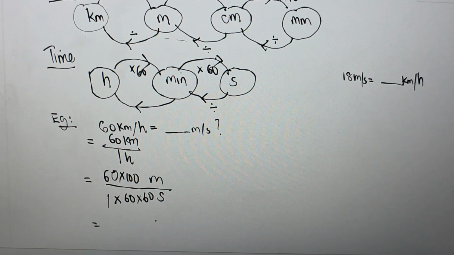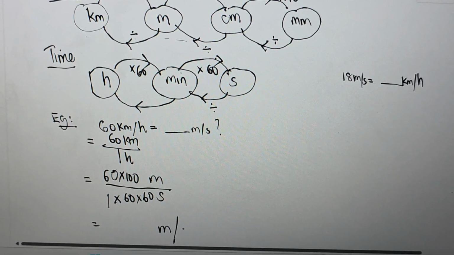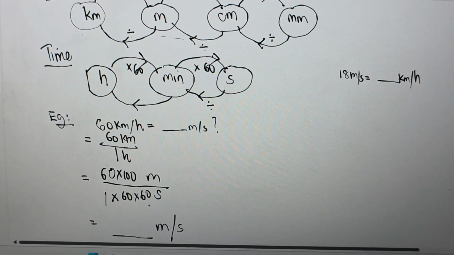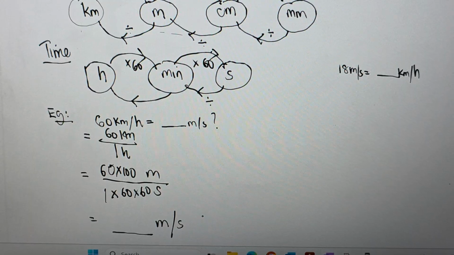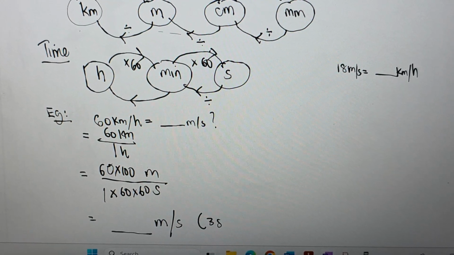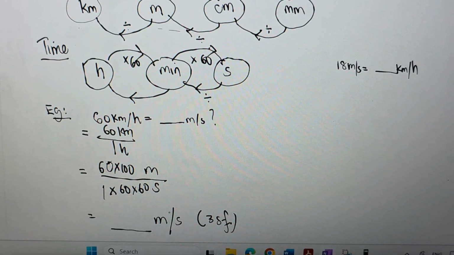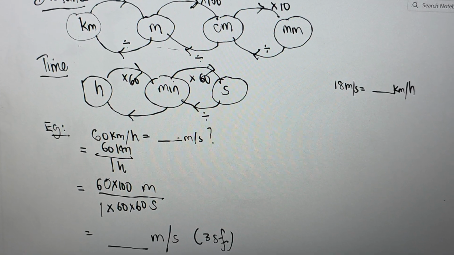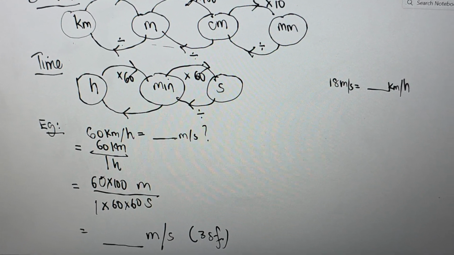Press calculator, and I'll have my answer in meter per second. If you don't get a nice answer, then you can leave your answer in 3SF. But if you get an exact answer, then you leave your answer as exact. So that's how you convert from kilometer per hour to meter per second.